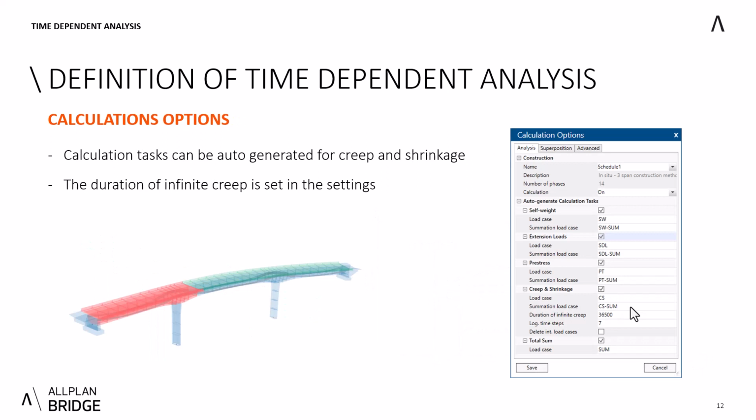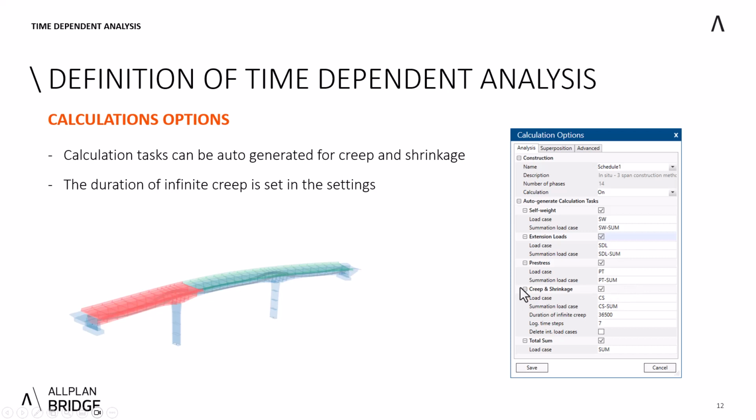The next thing, which also holds some of the parameters that we need to define for the time-dependent analysis, are the calculation options. So if you have been using Alpine Bridge for analysis, you will know that you have the possibility to do the auto-generate calculation task. So this will automatically generate for you these basic load cases like self-weight, superimposed dead loads, pre-stressing, creep and shrinkage, and then the total summation load case. So this is one thing that we can set here.